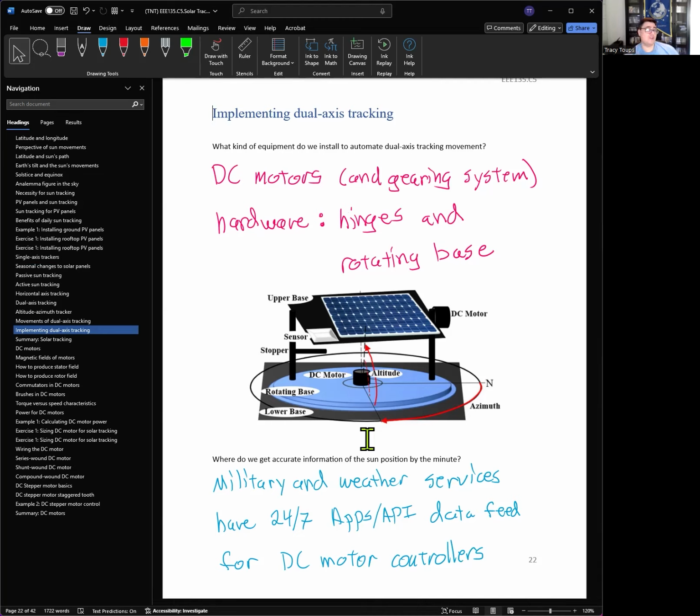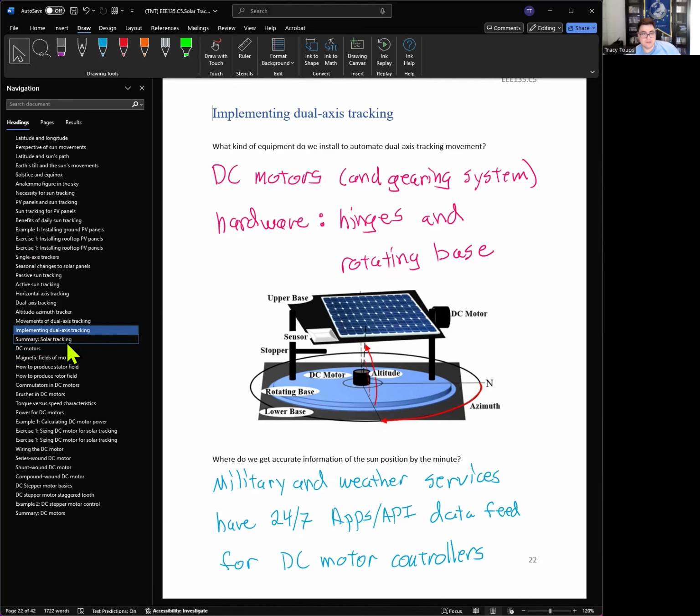It's not smart enough to know, oh, on February the 15th at 3 p.m. we should do this. Okay, we don't need that anymore. We've got the centralized weather services to give us that constant data throughout the year, to where our motor controller is just doing what it's told. And all dual axis solar tracking systems will typically have this type of setup. Get some information from the weather service and just move according to what they tell us to do.